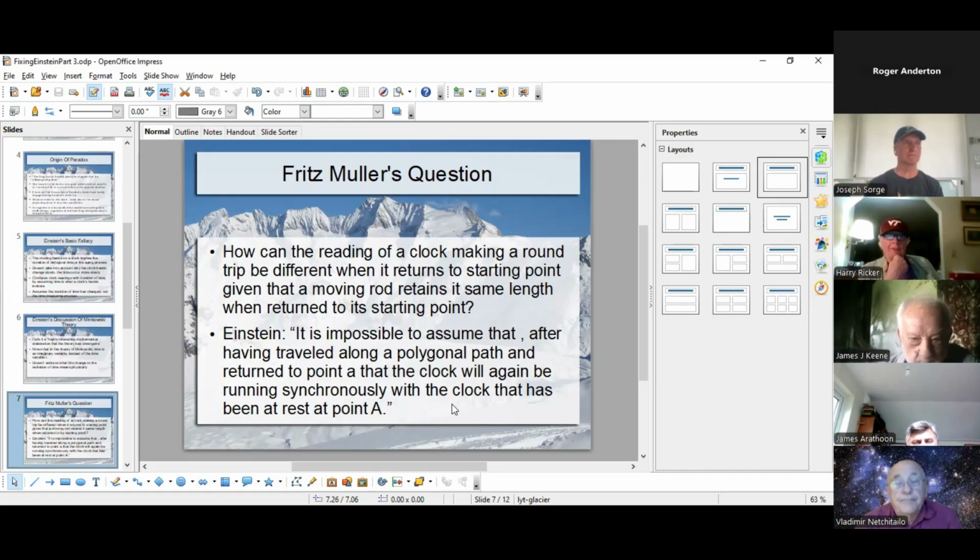And Einstein says, "It is impossible to assume that after having traveled along a polygonal path and returned to point A, the clock will again be running synchronously with the clock that has been at rest at point A." I don't really think that's an answer. Okay.